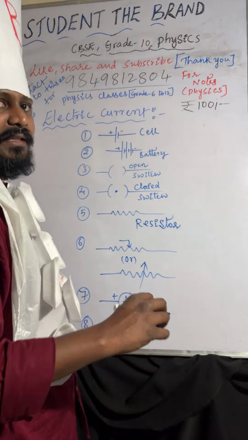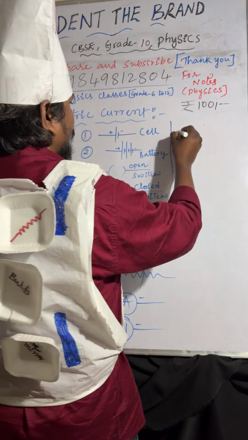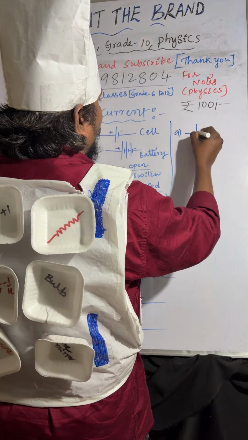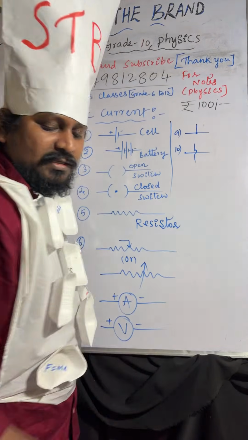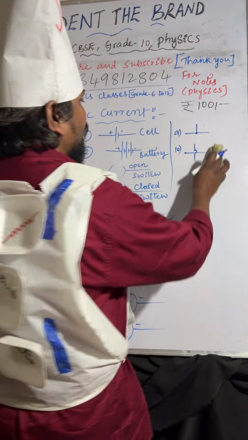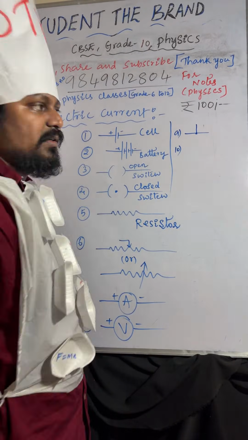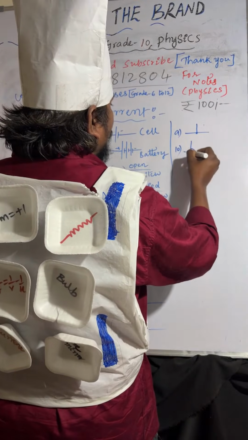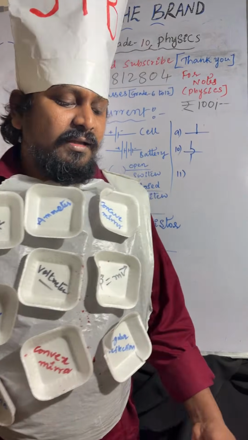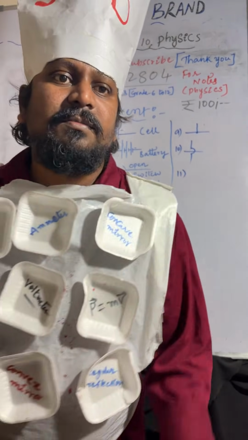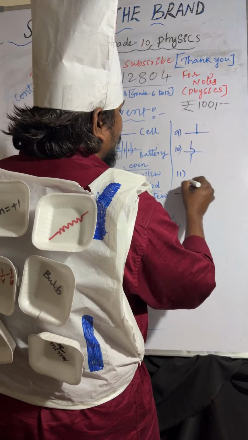Okay, next one is the ninth one. The ninth one is wire joining. This is a wire joining. And the tenth one is wire crossing. This is a wire joining and wire crossing. If you are drawing like this, we can simply take it as wire crossing. And next one is the bulb. So this is the bulb symbol we are taking.